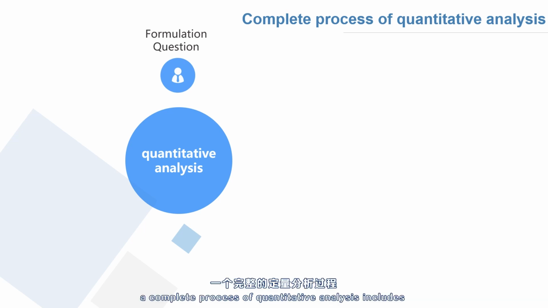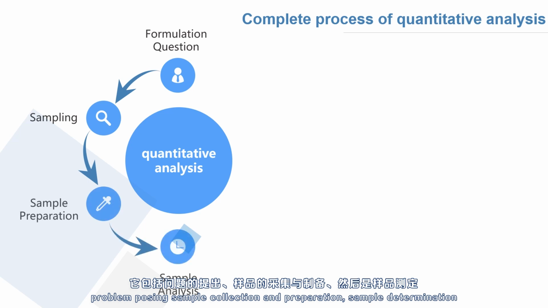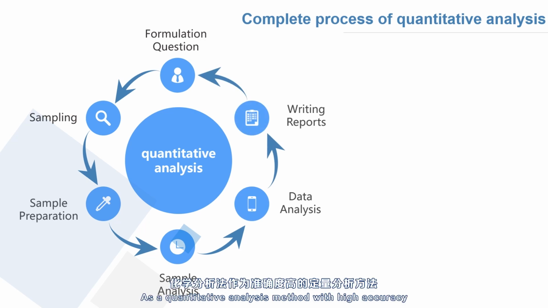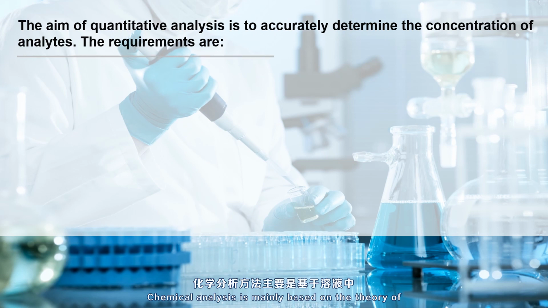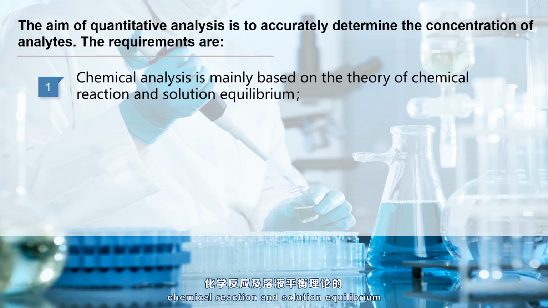In general, a complete process of quantitative analysis includes problem posing, sample collection and preparation, sample determination, data analysis, and output of results. As a quantitative analysis method with high accuracy, chemical analysis lies in the fourth step of the quantitative process and is used for determination of samples. Chemical analysis is mainly based on the theory of chemical reaction and solution equilibrium.